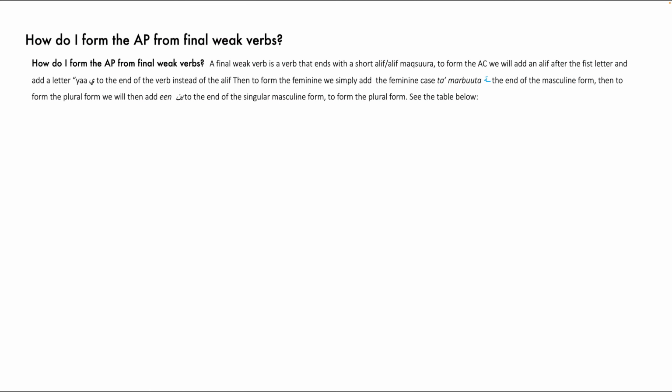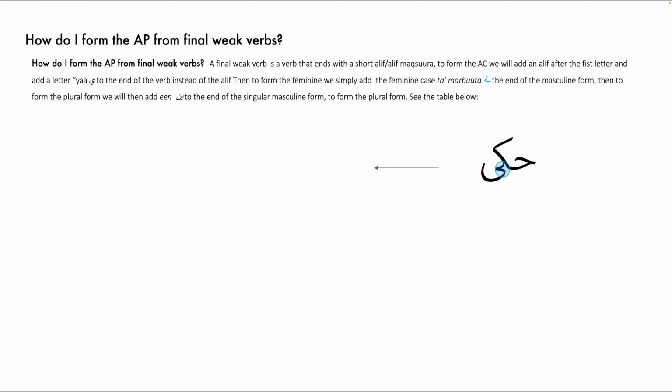In our third part, we'll be looking at how to form the active participle from Finalweak verbs. What do we mean by a Finalweak verb? A Finalweak verb is every verb that has three letters, some have more, but the final letter is alif maqsoora, or short alif. How do we pronounce it? It's simply a as in apple. So you would say haka, which means to say. Again, a Finalweak verb ends with an a, and that a has a name, alif maqsoora, which means short alif.